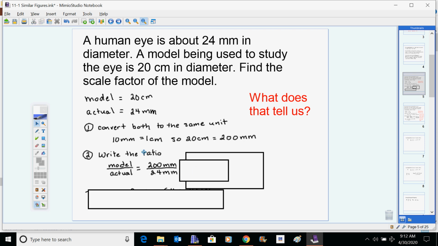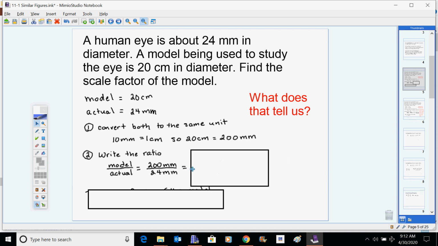We're comparing the model, which is 200, sorry, with the actual that is 24. Okay, 24 is the smaller one in this case. Our model is smaller than in real life how big the eye is. In order to find the scale factor, what you need to do is you need to reduce this fraction.